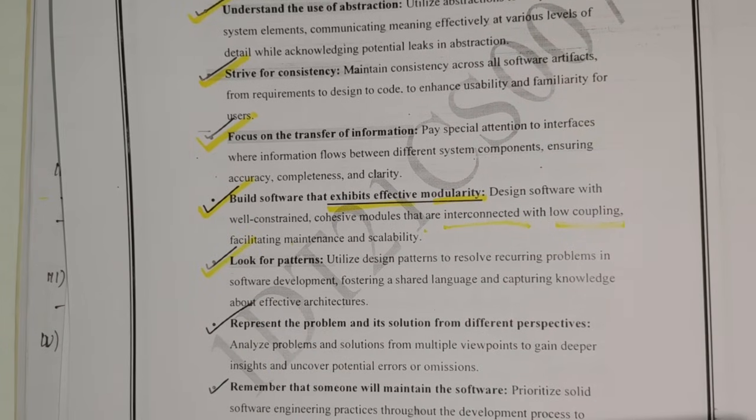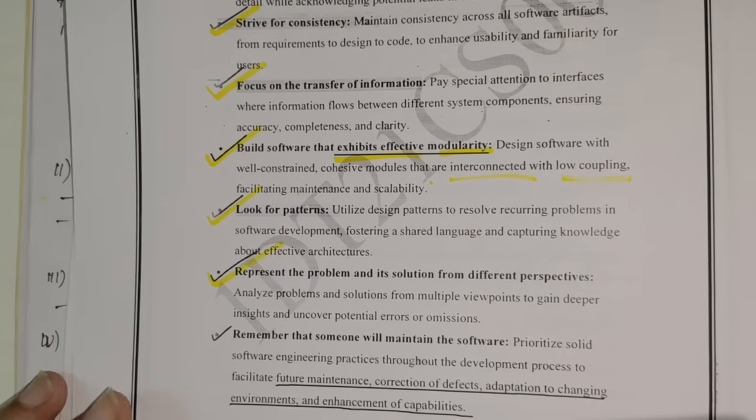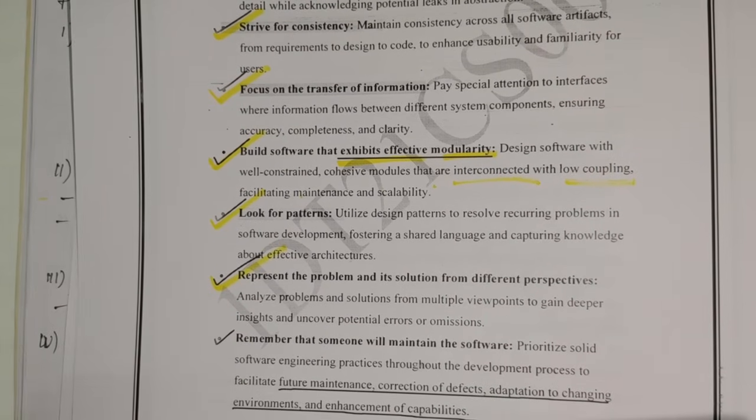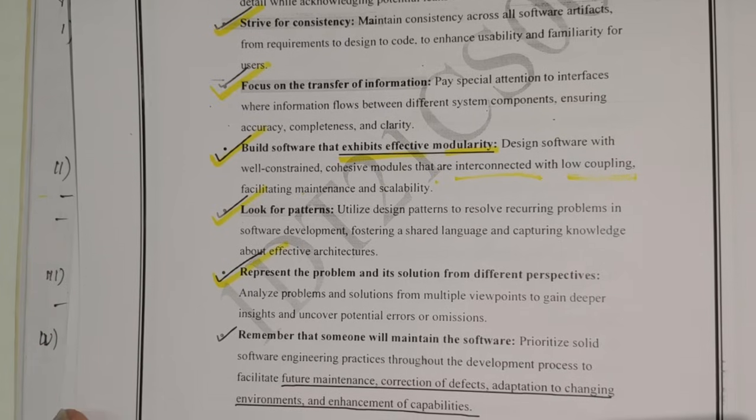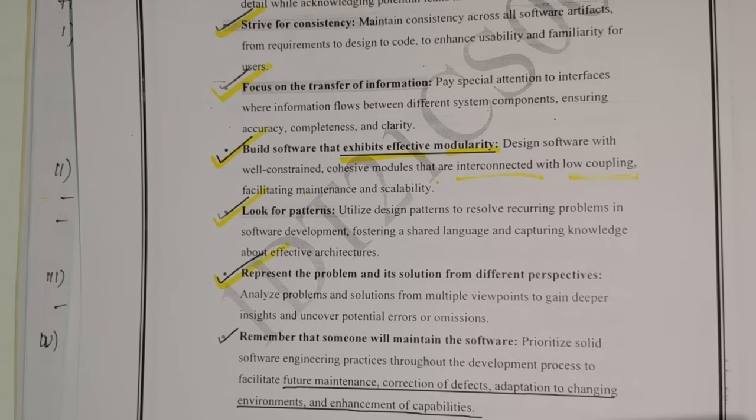Next, we have look for patterns. If there are any common patterns appearing, then you can make use of it, capture the knowledge about effective architectures and foster a shared knowledge, shared language there, and so on. Then we have represent the problem and its solution from different perspectives. Yeah, we have discussed this in the second module also. That is, each stakeholder will have a different perspective. So we have to represent the problem in each stakeholder's perspective and come up with different solutions.